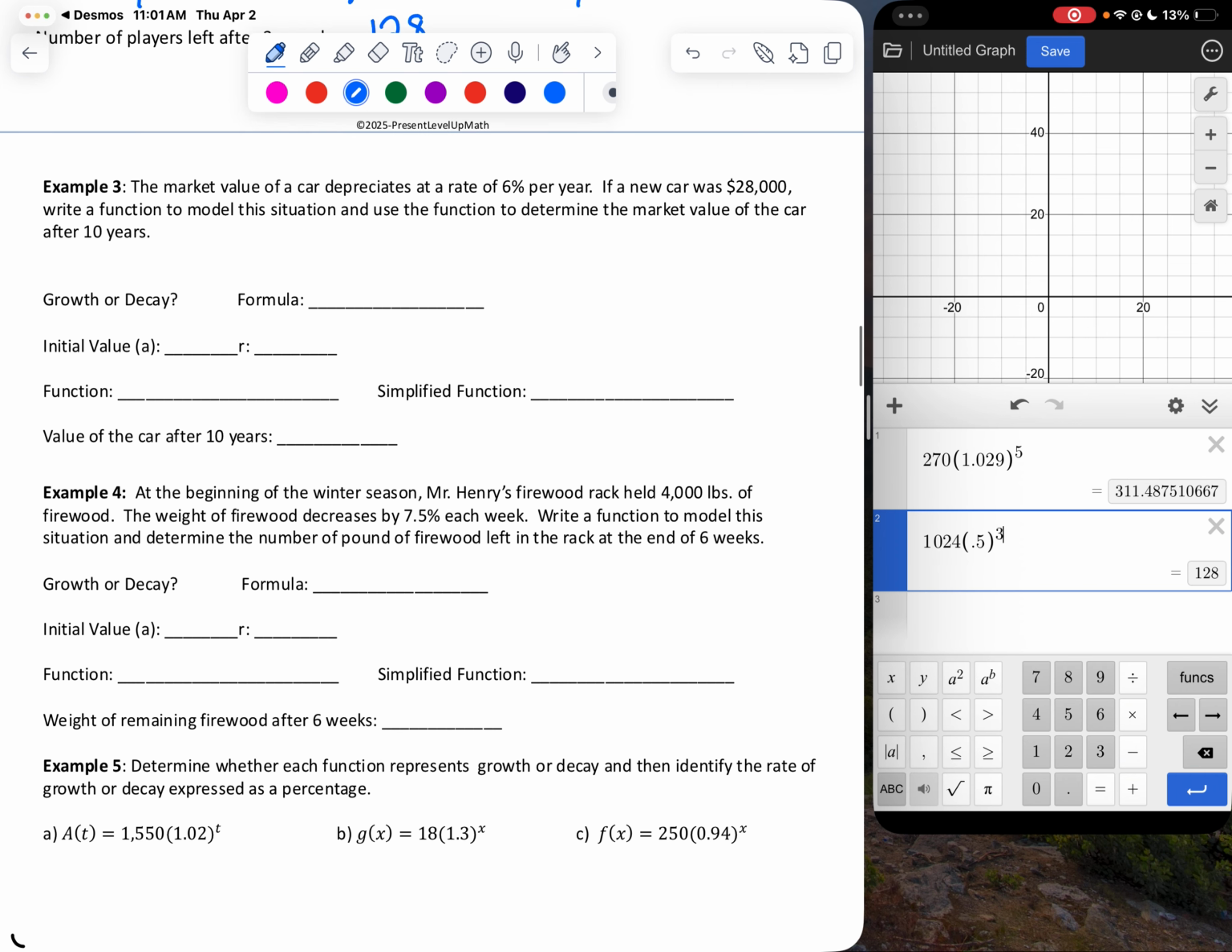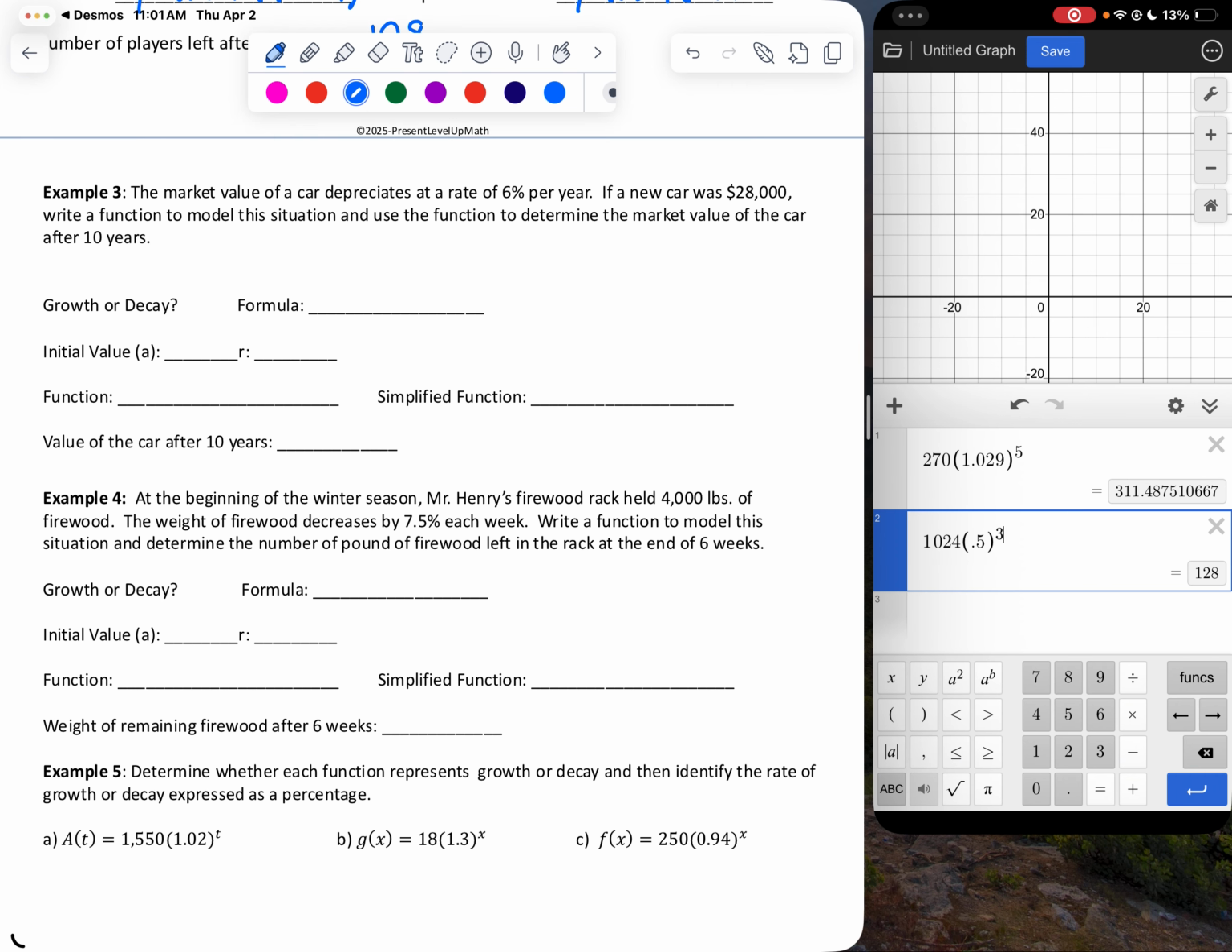All right, example 3. The market value of a car depreciates at a rate of 6% per year. If a new car was $28,000, write a function to model the situation and then use the function to determine the market value of the car after 10 years. So is this growth or decay? Well, the clue word came right here: depreciate. That means it's going to go down in value.